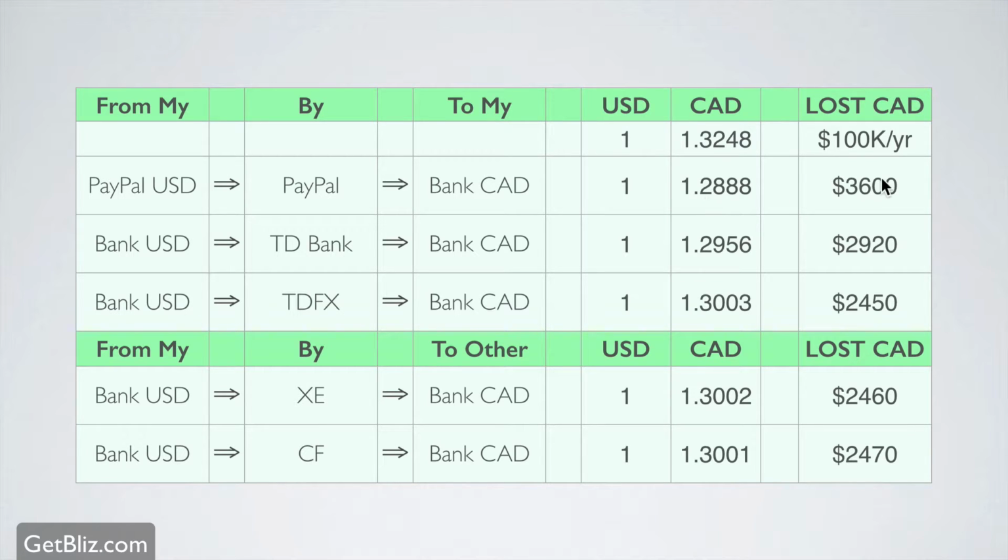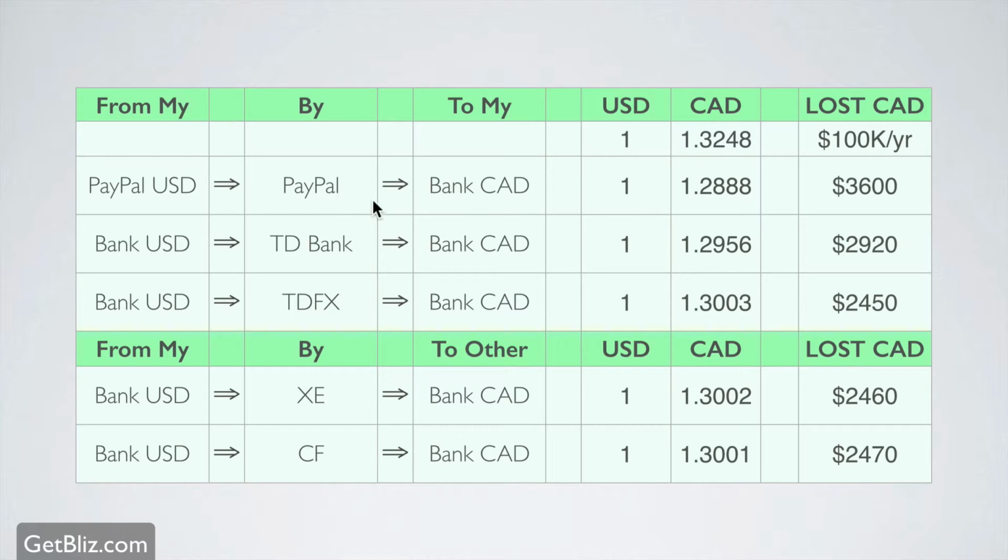So what I have here in this column is if I were to transfer $100,000 US a year using this system, the easiest one, I would lose $3,600 a year in exchange. This money is gone directly to PayPal, who decided to give me a horrible exchange rate. So what's my other option?